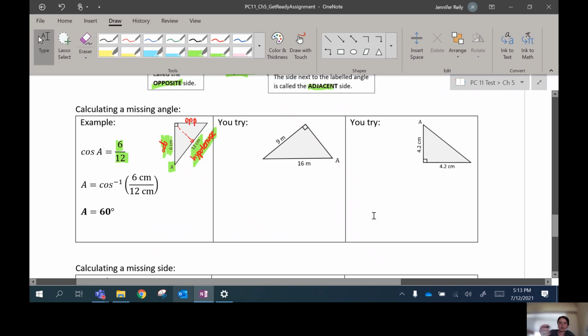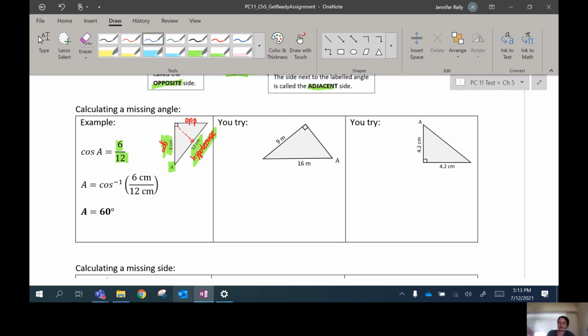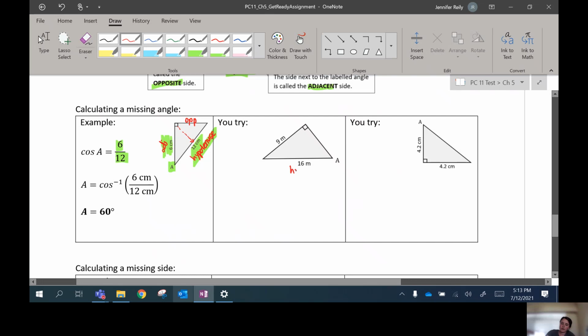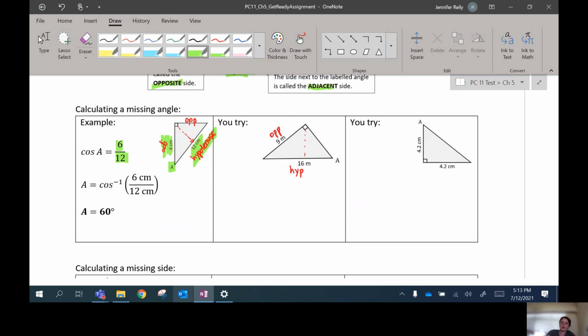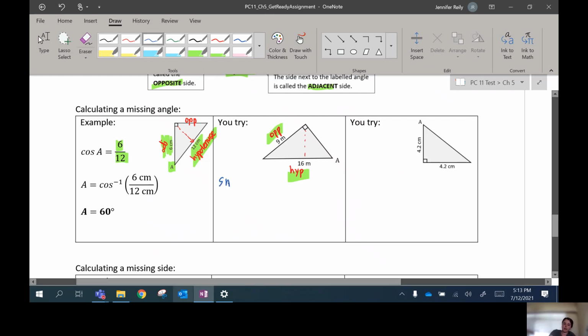Okay, let's try this next one here. You could pause the video here and try these yourself, or you can do them with me. First, we always have to label. So this is the hypotenuse right across from the right angle. This is the opposite. So I want to use sine here because sine is opposite over hypotenuse. So let's write our ratio down. Sine of angle A is opposite, so 9 over hypotenuse, 16.